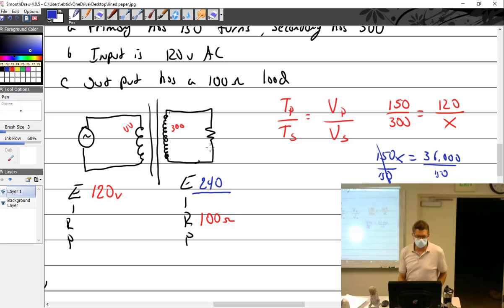So, all right, 240. Now I can get my current, which is 2.4 amps. And my power is 576 watts? Yep. Okay, so can I transfer the 2.4 over here? Nope. Why not? It's not the same. What is the same? Watts.